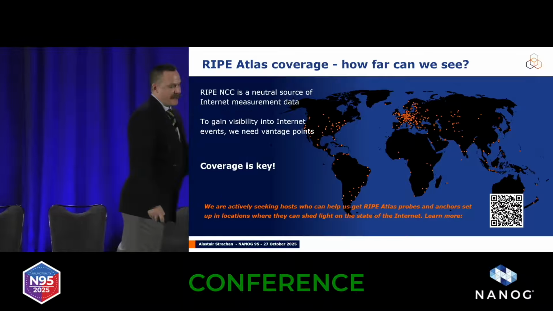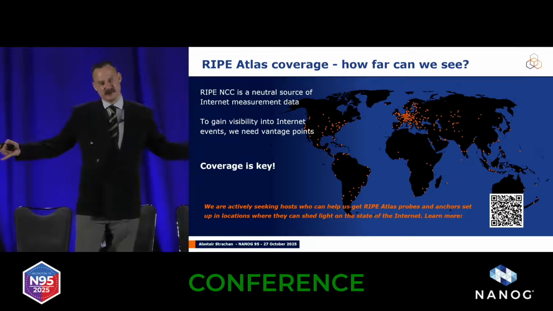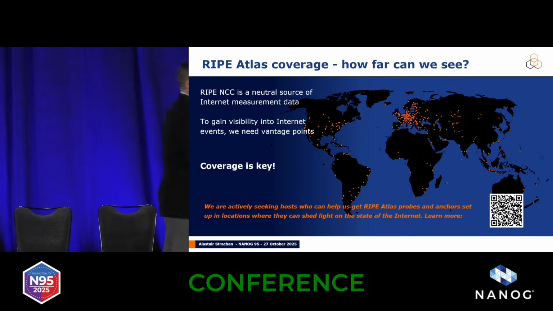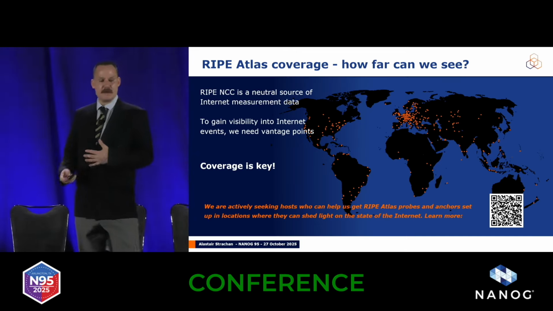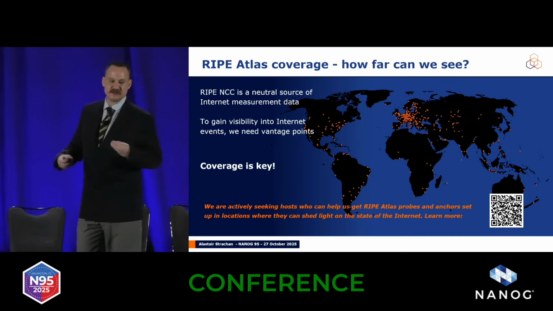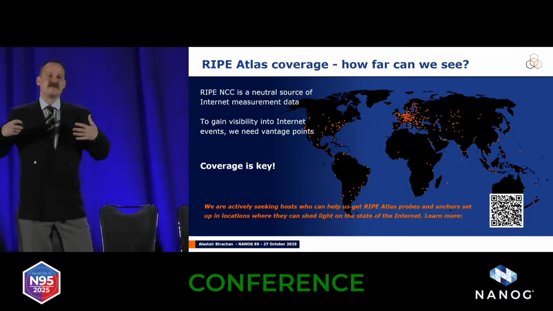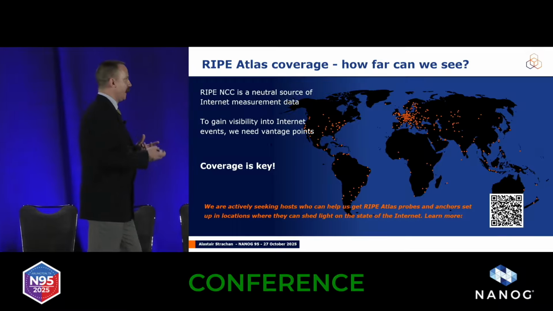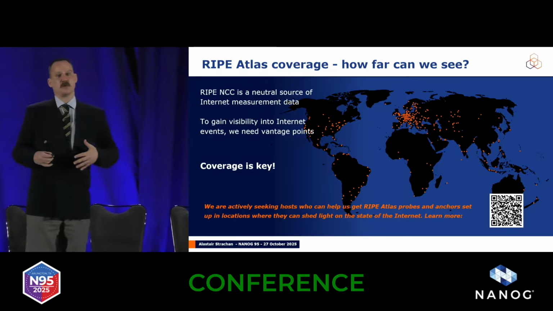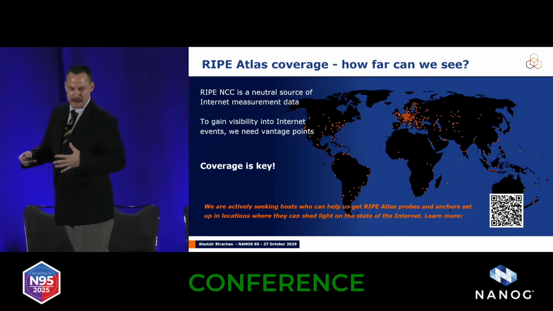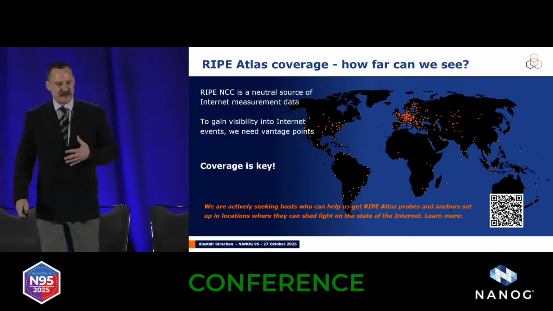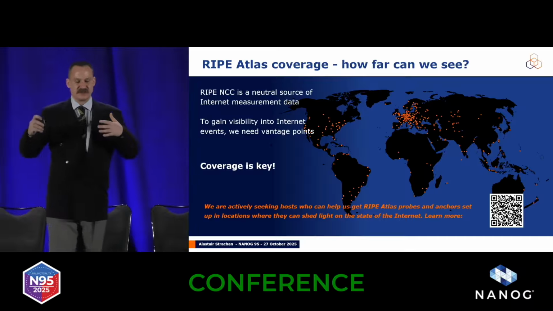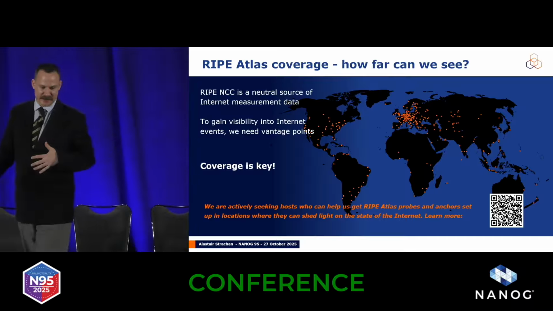So I'm coming back now, and this is now my plea to you all. The RIPE NCC is this neutral source of internet measurement data. In order for us to continue with this, we need to gain visibility using vantage points. Coverage is really the key here. Not just geographical coverage, but also the AS numbers, things like that. We're always actively seeking hosts to get probes and anchors in certain locations.